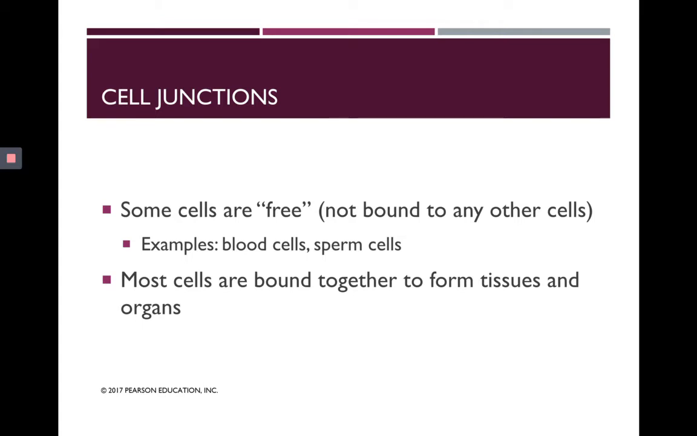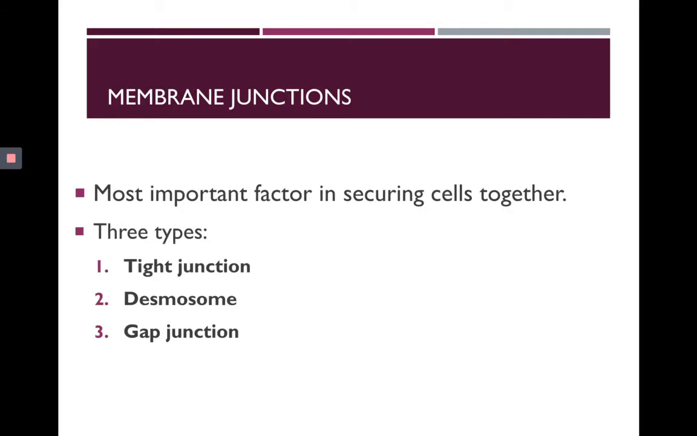So again, if we go back all the way to chapter 1 and look at that organization of the human body, we can see that most cells are actually bound together to form tissues and organs. Here are the 3 types of cell-to-cell junctions, or cell junctions, we can just call them membrane junctions, that we want to know about. And these are the most important in securing cells together. So 3 types. There's a tight junction, a desmosome, and a gap junction. So that's our list, but let's go look at each one in more detail.